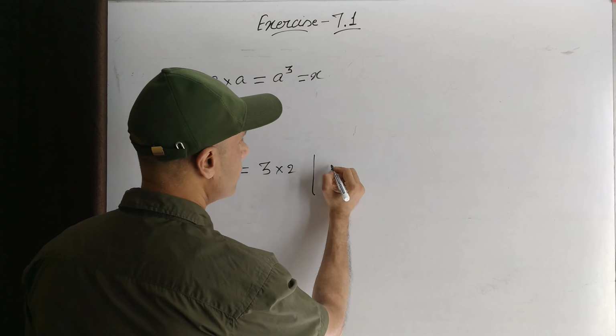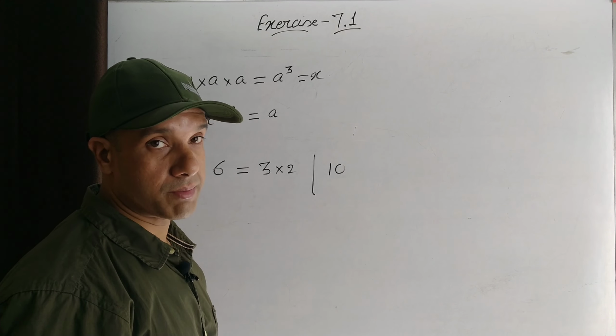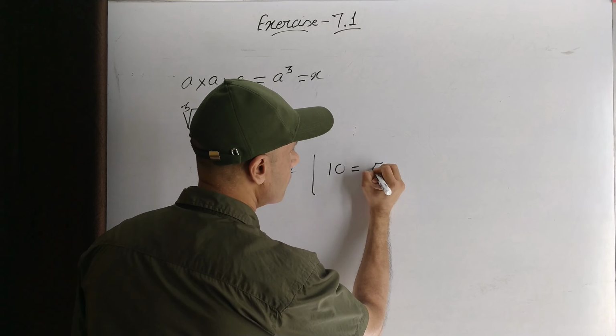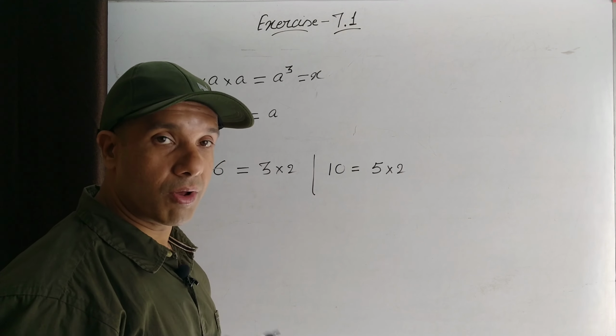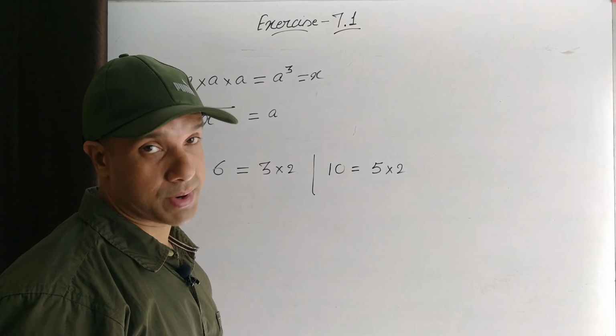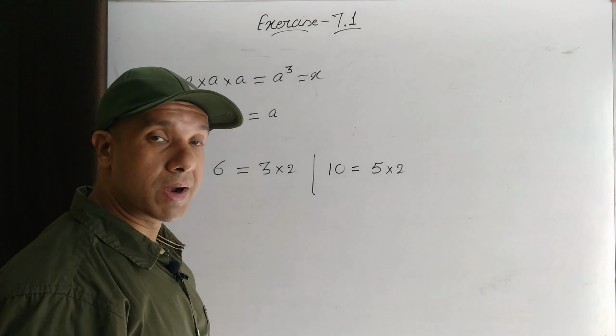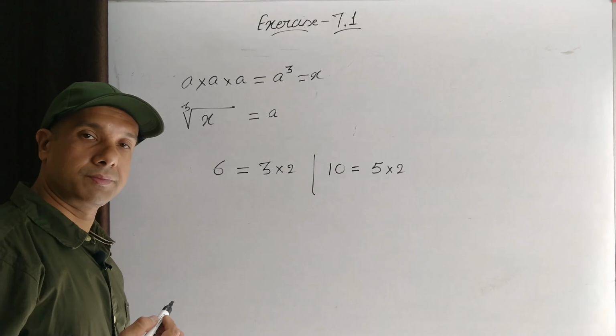Similarly, if we take 10, 10 is not a prime number, but 10 is equal to 5 into 2. So both the factors are prime. So all natural numbers are either prime numbers or they are multiples of prime numbers. Clear?